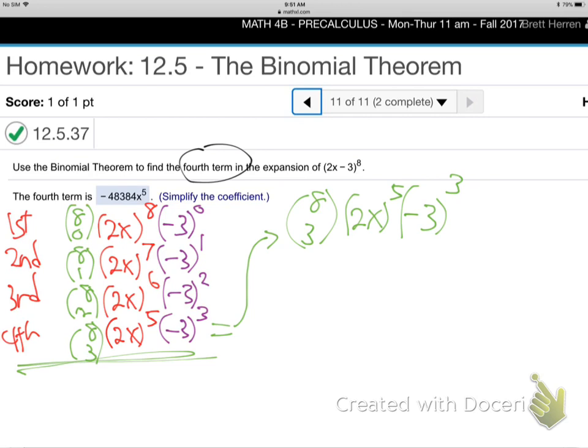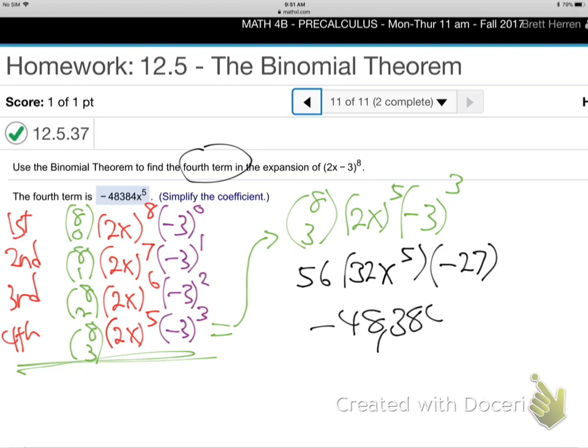So then, use your calculator. 8 choose 3. Is it 56? Yeah, 56. And 2 to the 5th would be 32, x to the 5th. And then this is minus 27. Then you multiply those all together, I guess it's minus 48,384 x to the 5th. There's our answer. And we're done. Is that okay?